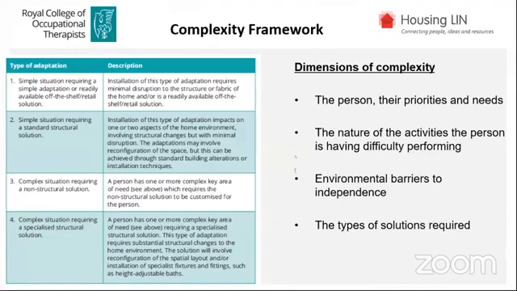So as you can see there, we've got 4 types. Based on those dimensions of complexity, we've got 4 types of adaptations. We've got simple, requiring off the shelf. We've got a simple situation requiring a standard structural solution, and so on. Okay, so hopefully that makes sense in terms of how we've defined that. And again, that's based on work that Liz Ainsworth and Desley de Jong has done.